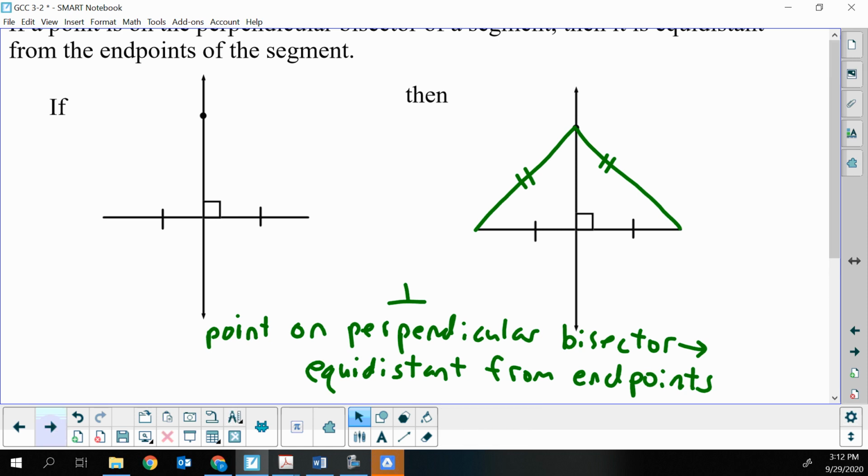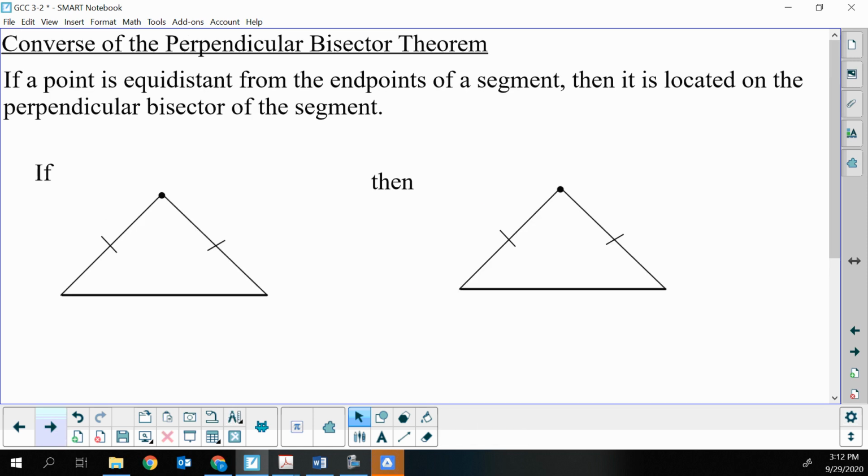Now the reverse of that is also true. If you have a point that is equidistant from the endpoints, then we know that it must be on the perpendicular bisector. So we won't use that one as much, but we could just do the reverse as well.